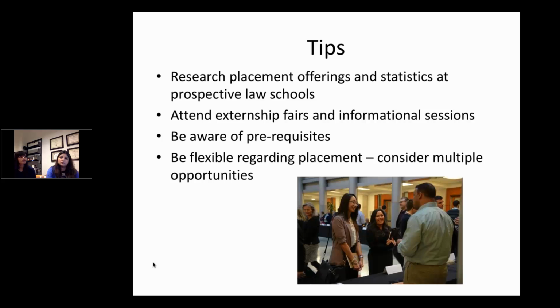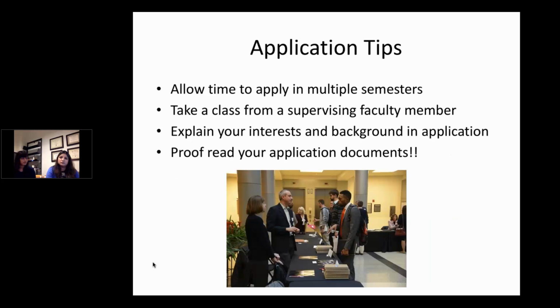And then allow time to apply in multiple semesters. Maybe you apply for the fall as well as the summer, for example. And then take a class from a supervising faculty member. If you know who the faculty members supervising those externships are, get to know them. Explain your interest and your background in your application, and then definitely proofread your application. That is the quickest way to get dismissed, if you don't do careful proofreading.